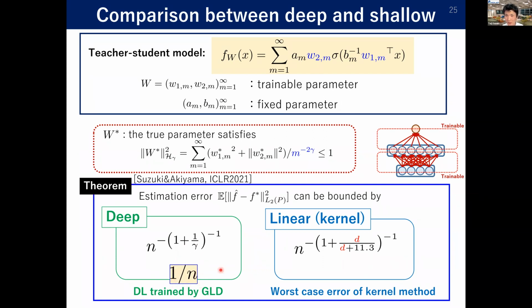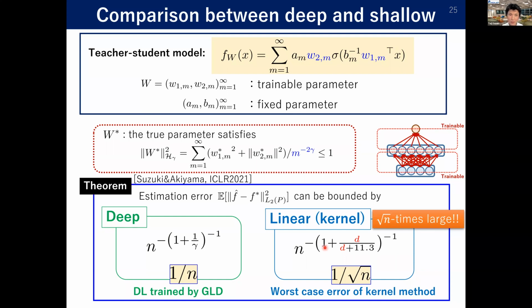So this is fast. But if you use the kernel method, then the worst case error is lower bounded by this convergence rate. You see that the dimensionality d appears in the rate of convergence, so it suffers from the curse of dimensionality. If d is large, in very high dimensional settings, this rate of convergence becomes like 1/square root n. So we again see the square root n times difference. This is because deep learning has some feature extraction ability.